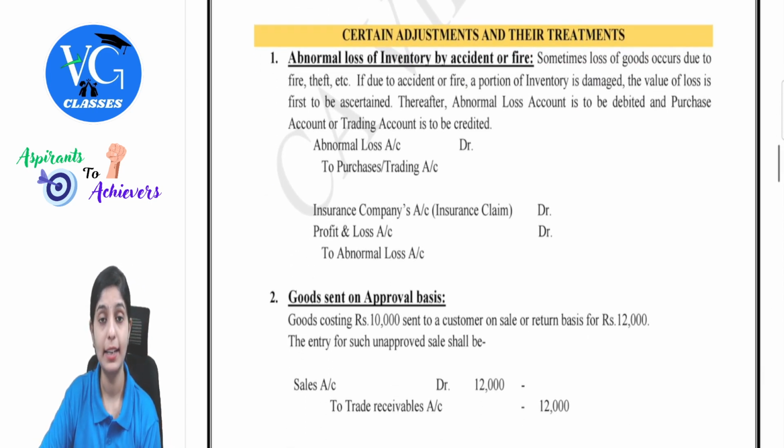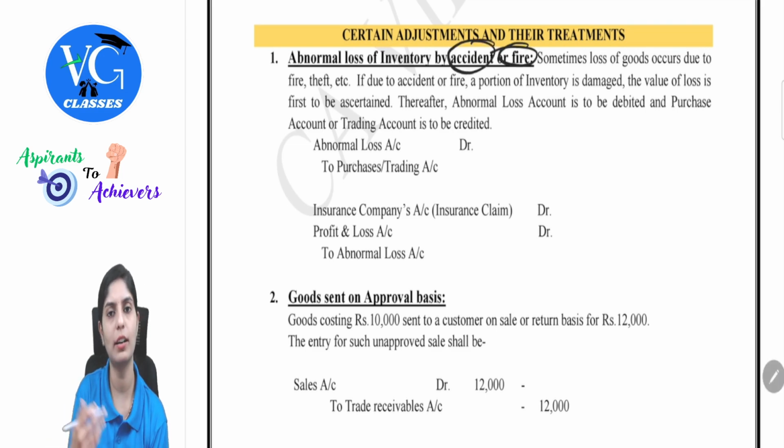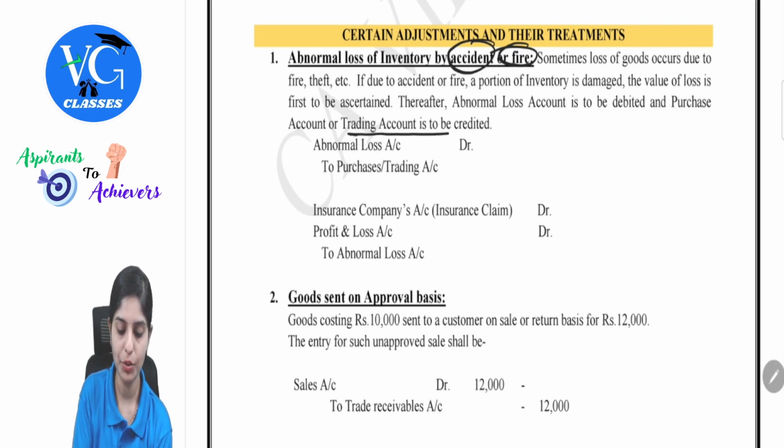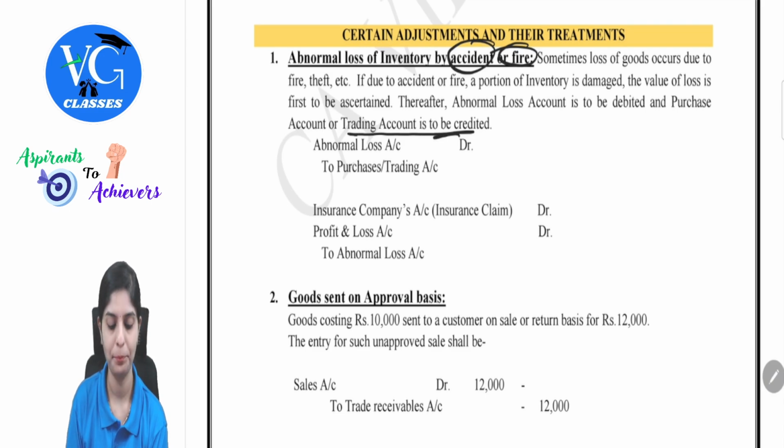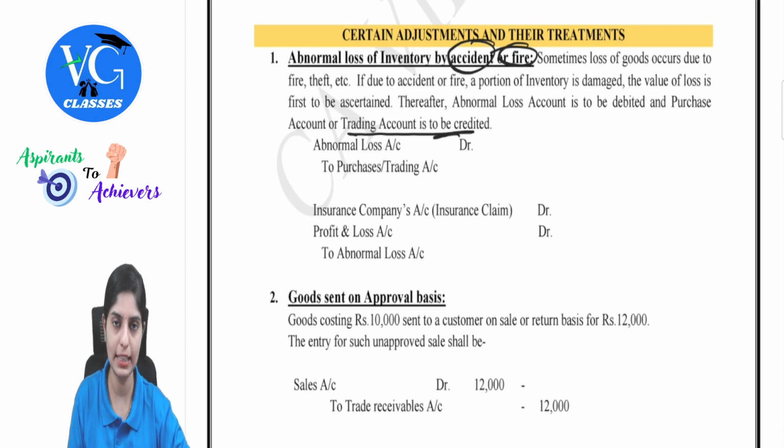Next, another item: abnormal loss of inventory by accident or fire. There could be some uncertain situations where inventory is lost. The situation is due to accident or fire or earthquake, any natural uncertainties. At that point of time, how will we record this in the accounting books? Trading account is to be credited. Why? First of all, this will be reflected through my purchases itself.